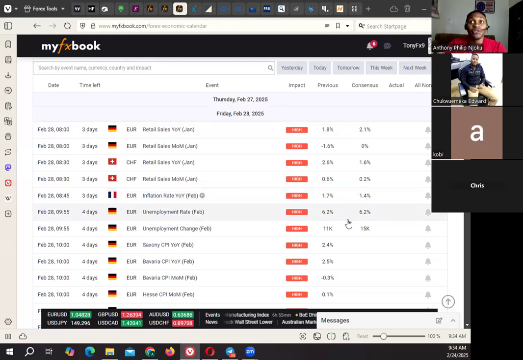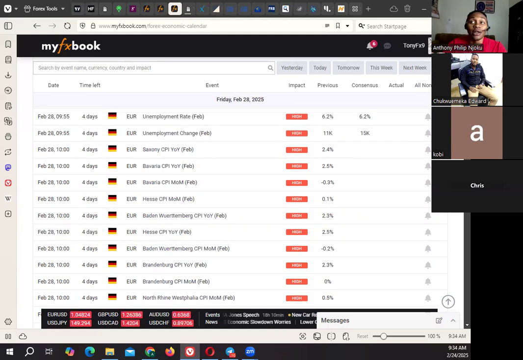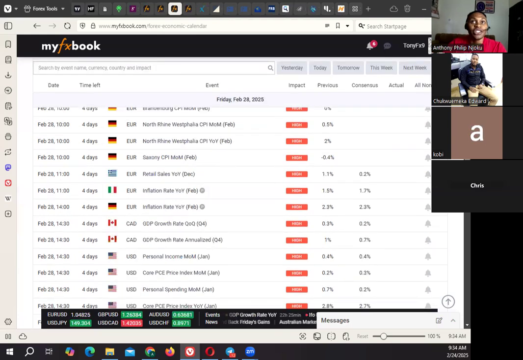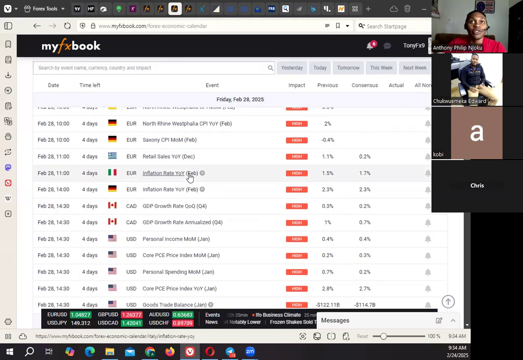Then for the unemployment rate, if you see a figure higher than 6.2%, it is bad for euro. But if you see a figure lower than 6.2%, it is good for euro. So that's what I meant. Then every other thing here just explains the inflation rate and how it is used. Everything here is just London session.